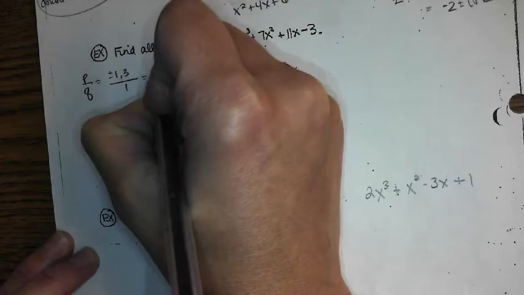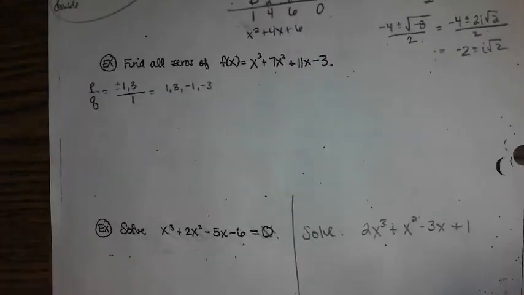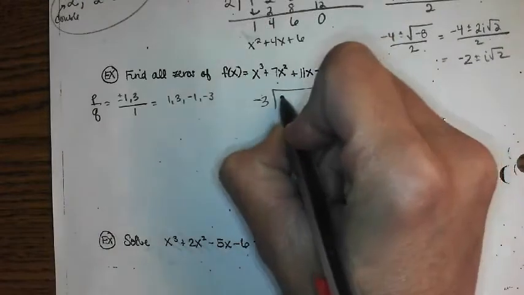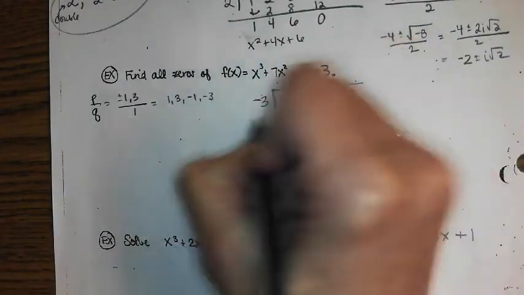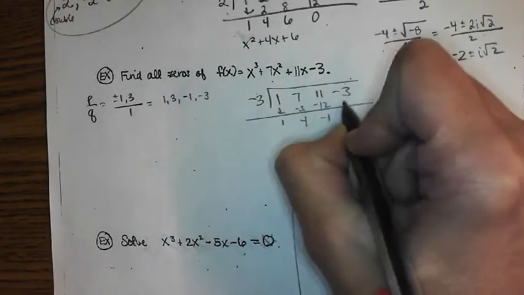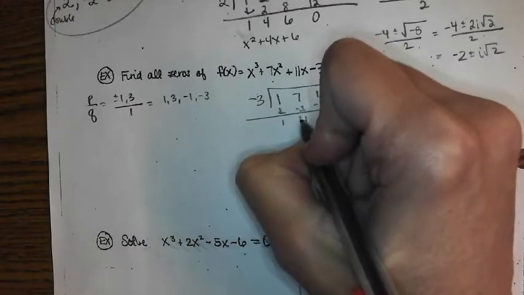Right? Which will be positive 1, positive 3, negative 1, negative 3. Excellent. Okay, and then what worked? Bailey. Okay, so if negative 3 worked, I'll check it for her. I have to do this anyway to reduce the cubic down to a quadratic. 1, 7, 11, negative 3. Okay, it did work.